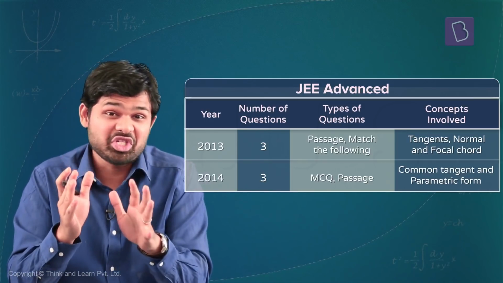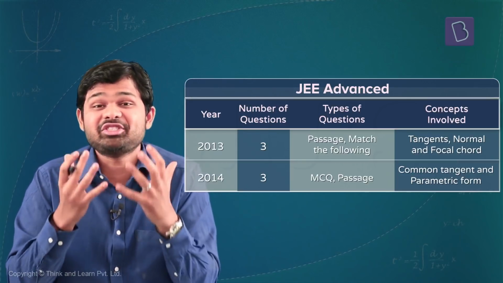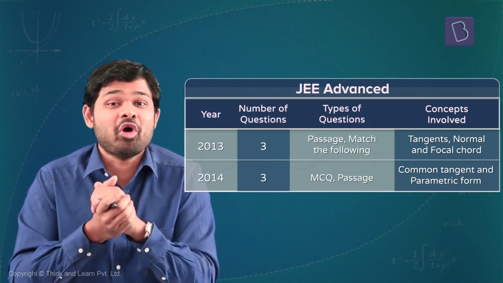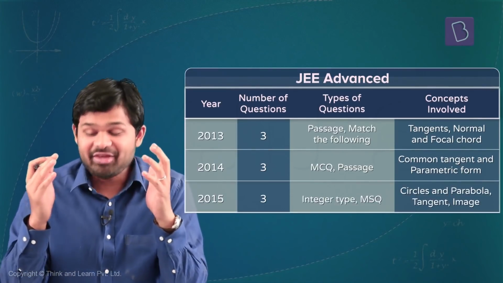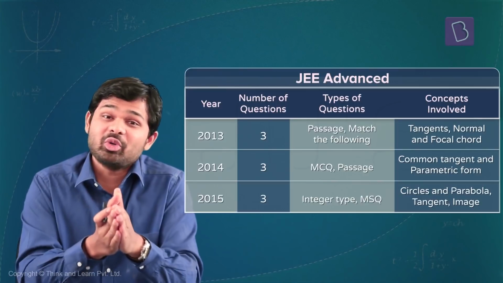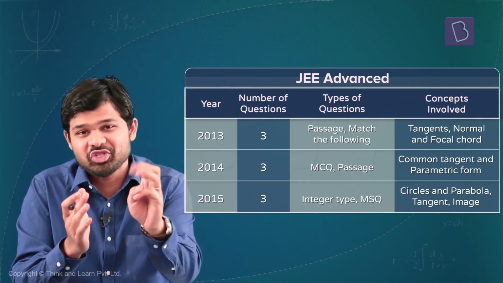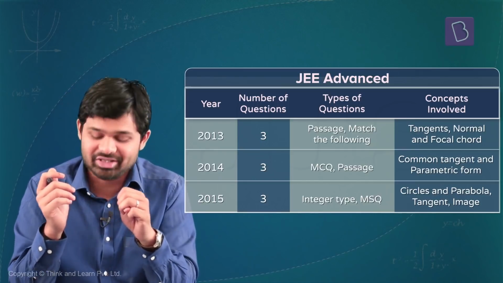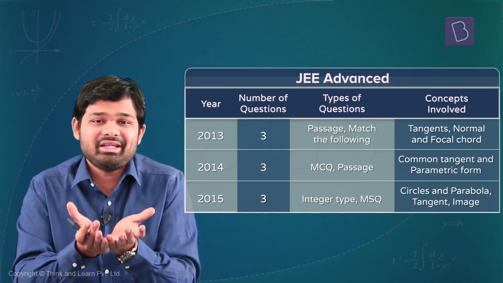And then there was one question which is a passage type of questions, which means there were 2 questions to follow. And this tested your understanding of the parametric form of parabola. Then think about 2015. Well, if you went into the examination hall without knowing parabolas in 2015, you lose marks for 3 questions because there were 3 questions from parabola this year. There were 2 integer type of questions and there was one multiple correct answer kind of question.